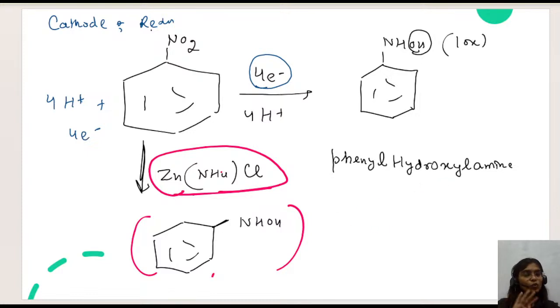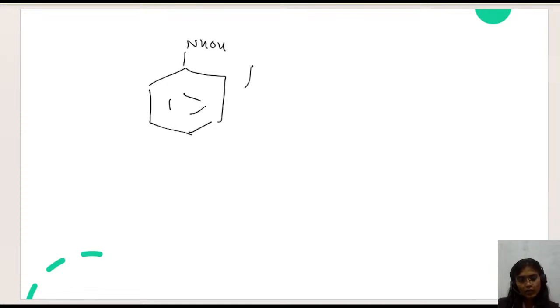But if you use only acid, plain acid without any zinc ammonium chloride, then let's see what is happening after this step. Next slide. Okay, so I will brief on that. Wait, and this is NHOH. So if we are using weakly acidic condition, what is going to happen?